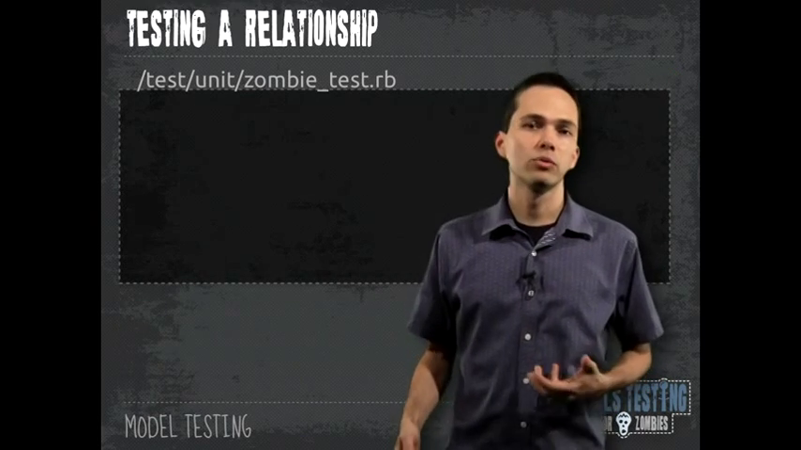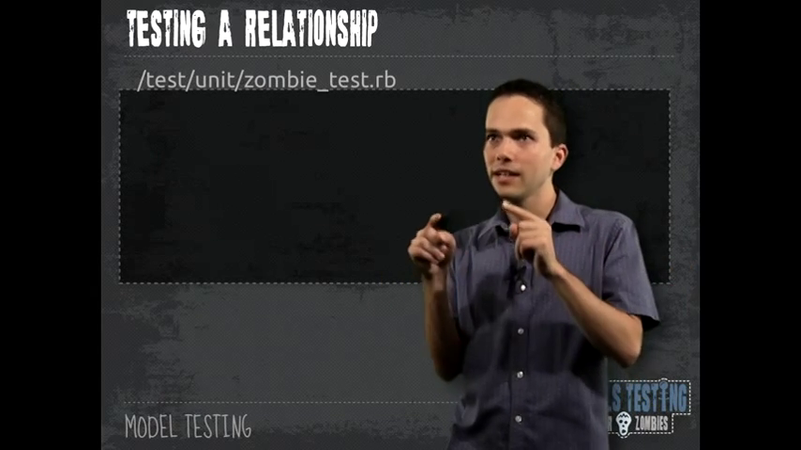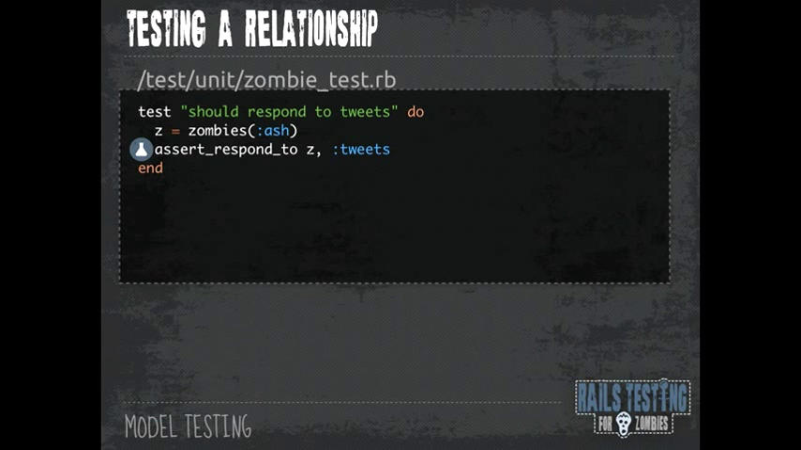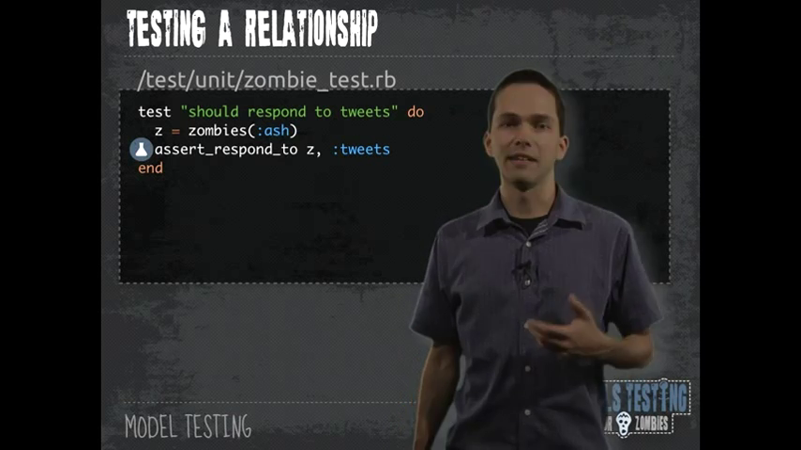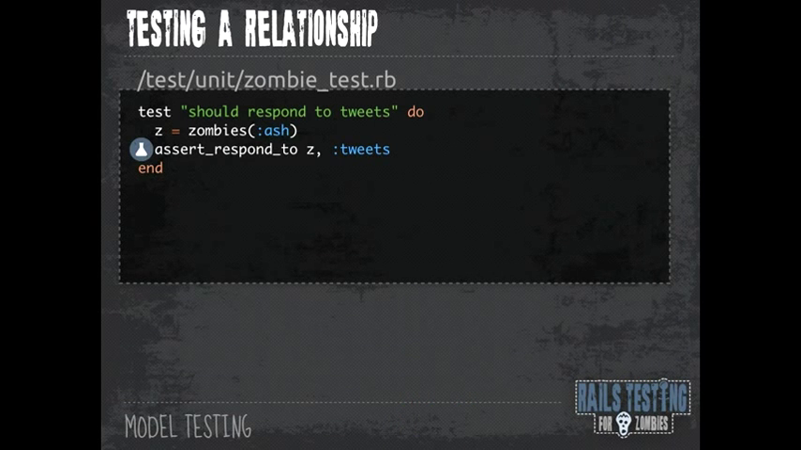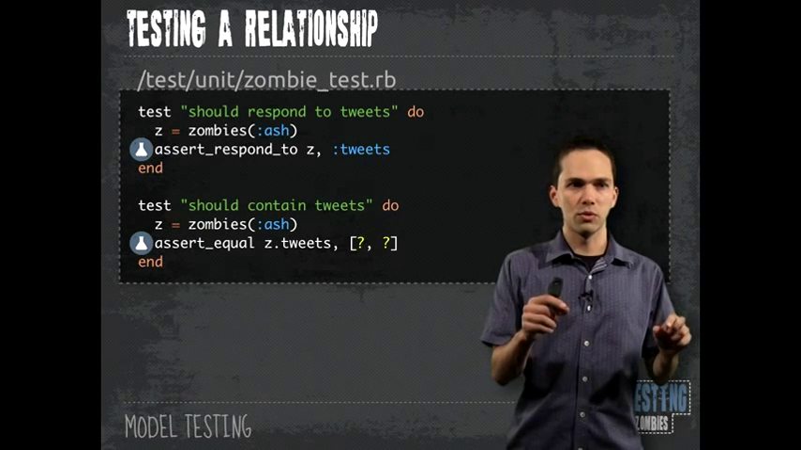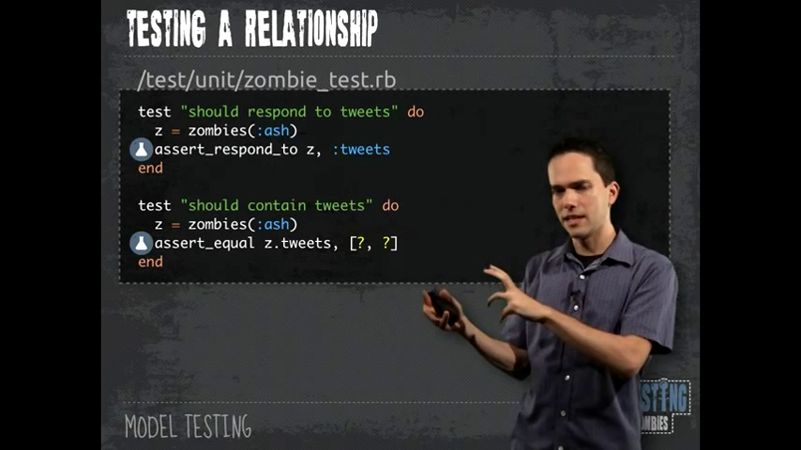What about testing model relationships? Because remember, we're building Twitter for zombies, so our zombie has many tweets. So one way we could test that is saying test should respond to tweets. We're going to have an assert respond to. So we're going to make sure that our zombie Ash has a method called tweets. We can also test this by saying that our zombie should contain tweets. So we get the zombie and then we assert that z.tweets equals 2 tweets. Uh-oh. We need tweets now. We need tweets out of the database.